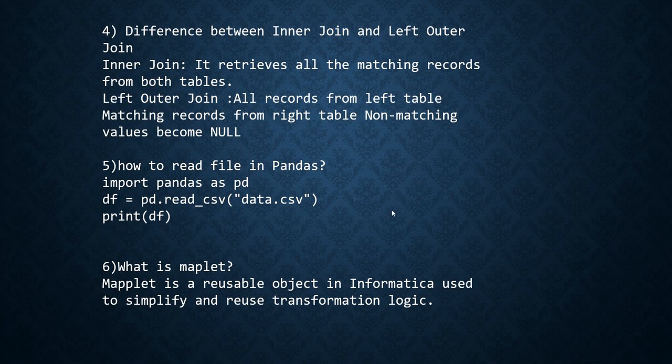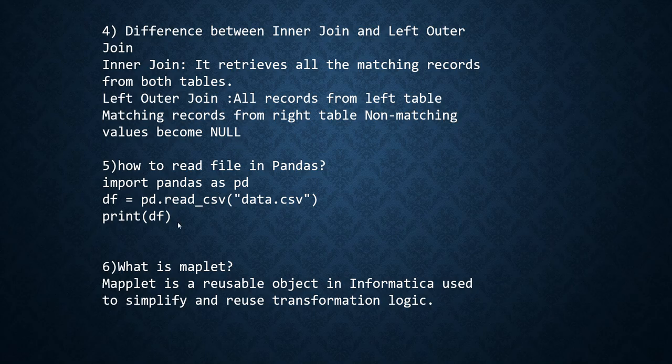Next question is, difference between inner join and left outer join. Inner join retrieves all the matching records from both the tables. This is inner join. And left outer join returns all records from the left side table and matching records from the right side table. Non-matching values become null. This is the left outer join.